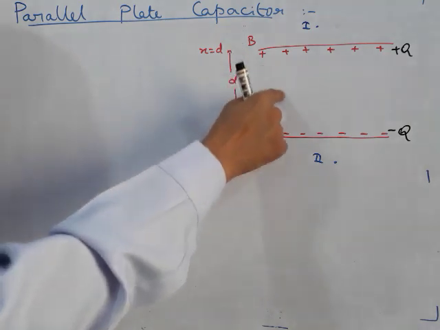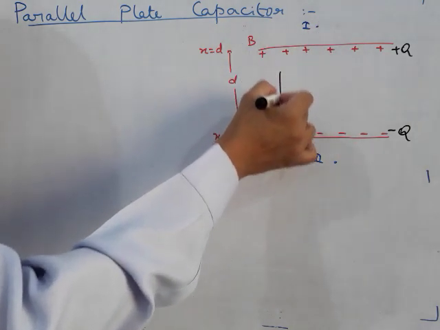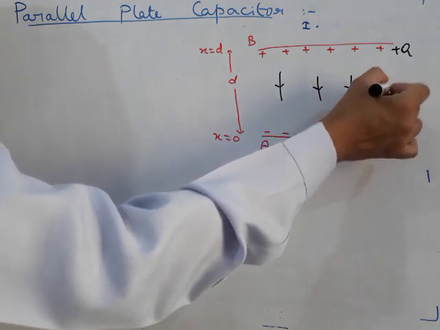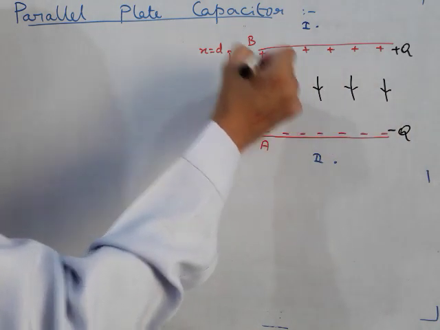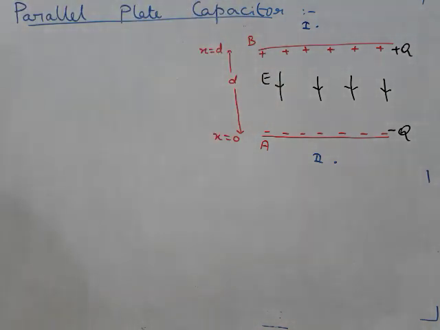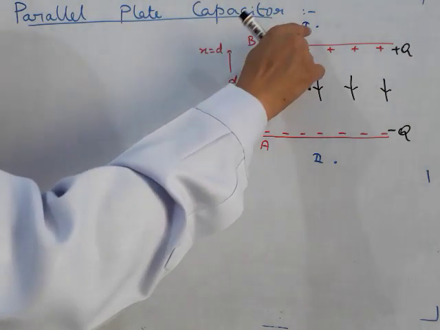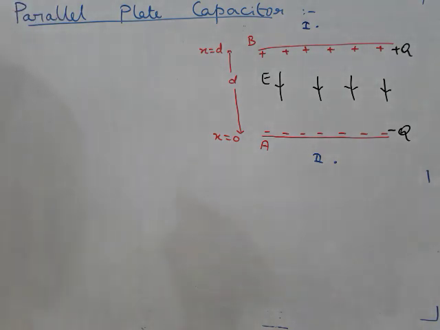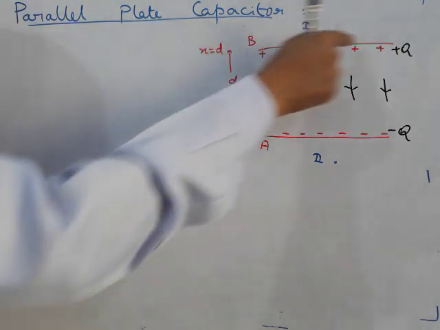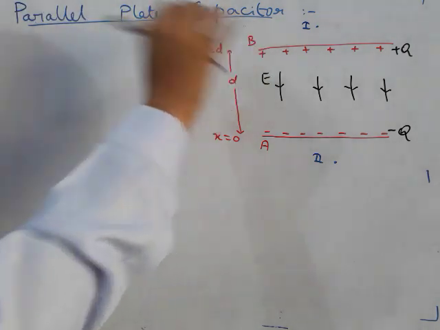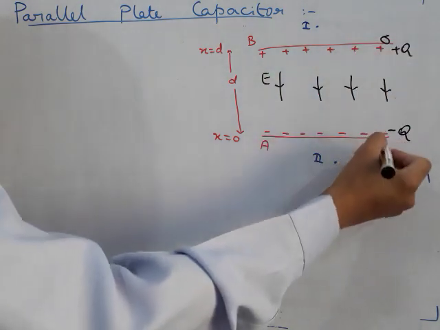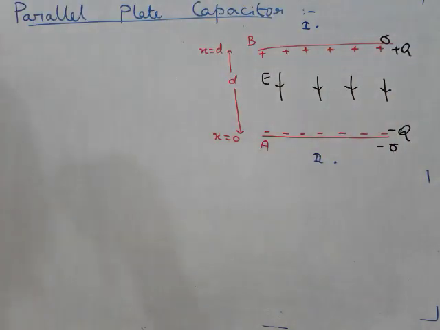Clearly there will be some electric field in between the plates, and that electric field will be directed from the positive plate to the negative plate, and let that electric field have some value that we write as E. In the region outside the plates, that is in regions 1 and 2, the net electric field will be 0. Reason being, this is a conducting plate, and it has, suppose, a surface charge density sigma, and this has a surface charge density minus sigma.